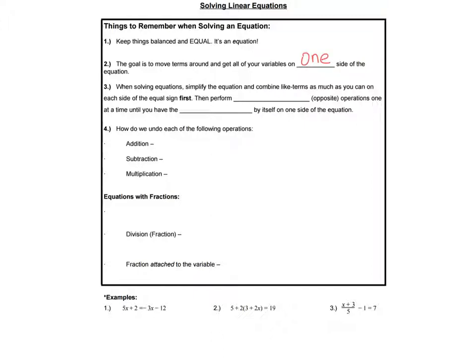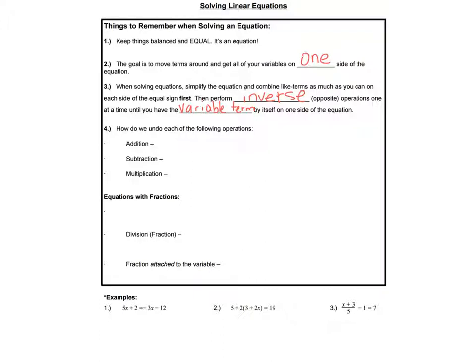equation. Number 3, when solving equations, simplify the equation and combine like terms as much as you can on each side of the equal sign first. Then perform inverse operations. Inverse means opposite. So inverse operations one at a time until you have the variable term. So the term that involves the variable, like 3x or 5x or negative 2x. So until you have that variable term by itself on one side of the equation.